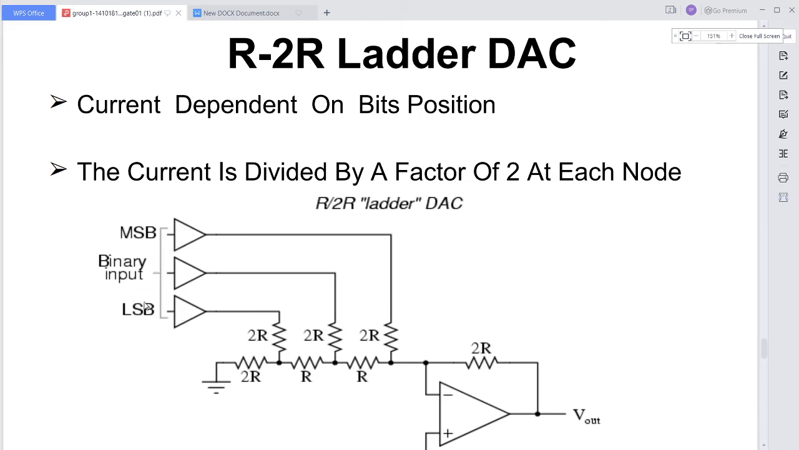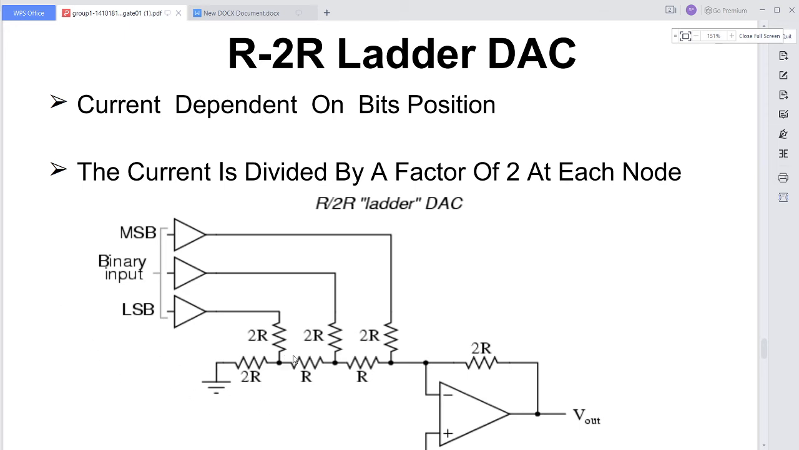If it is having the 4 bits, that 4 bits combined we can call a binary input, in which the bit having the least positional weight we can call the least significant bit, and this is the most significant bit. All these are connected through the 2R, whereas the 2R and 2R are in parallel, and the R is connected in series. So from here we can proceed now.